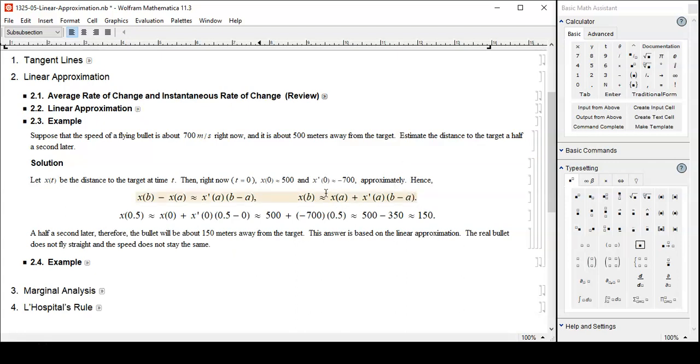Here we go. 0.5 seconds later, the current position is 500 meters away. I keep saying miles, sorry about that. And then the derivative, the slope, is 700 meters per second. That's the rate of change. And then half a second later, 0.5 minus 0, since the current time is 0. Put everything in there and do your computation. Yes, indeed, I have 150.